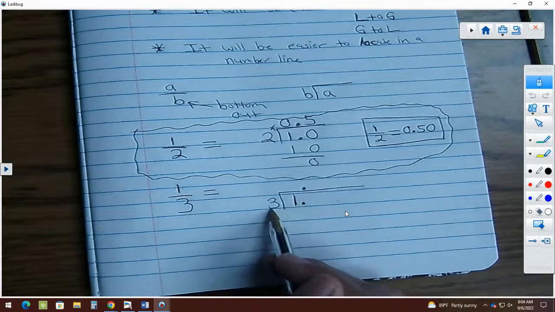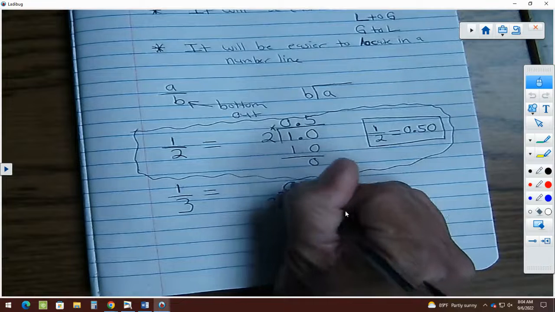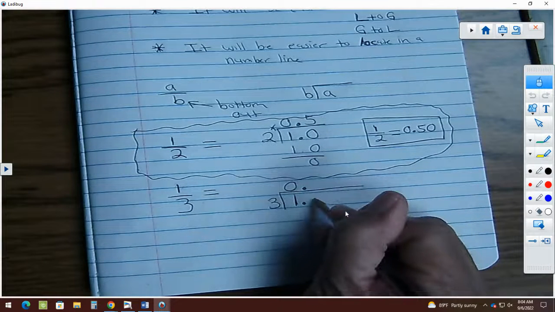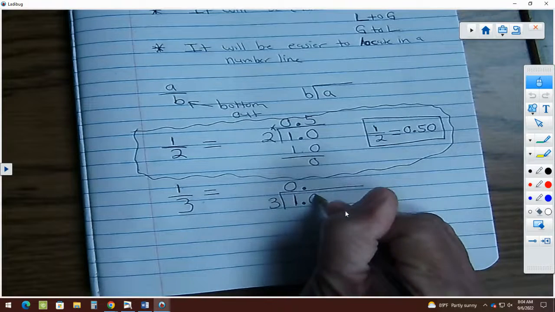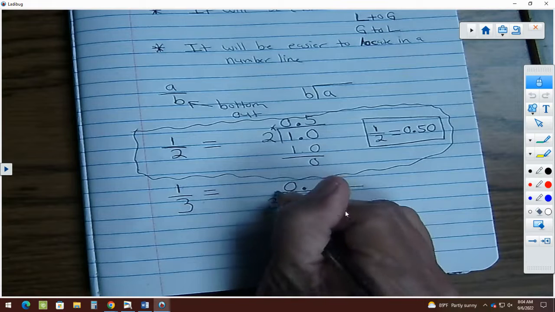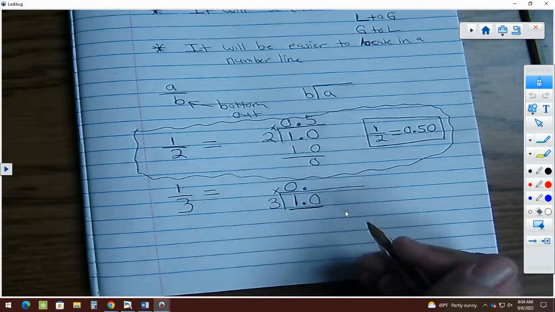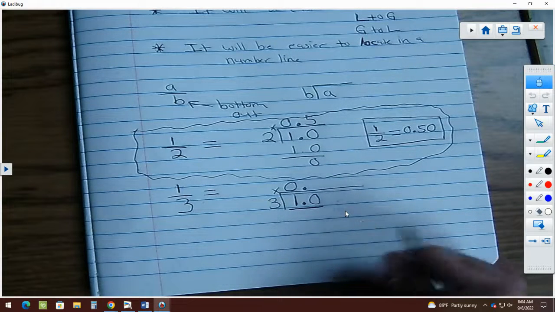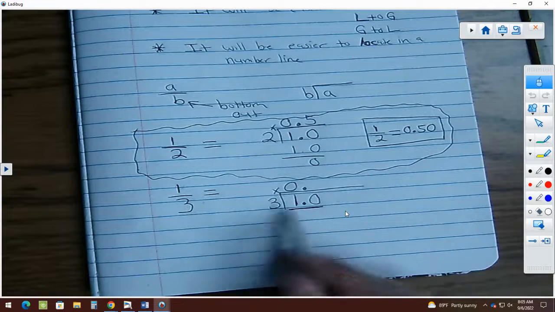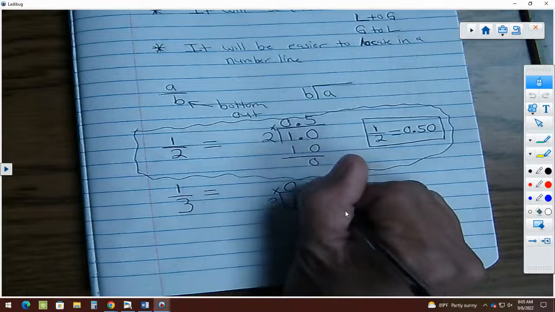Is 1 enough for 3? No. You see? No holes. Now, what do I do here? I add a 0. Now 10. Is 10 enough for 3? Yes. 10 is enough for 3. If you have $10, you have enough for 3 kids? Yeah. 3 times what? 3.